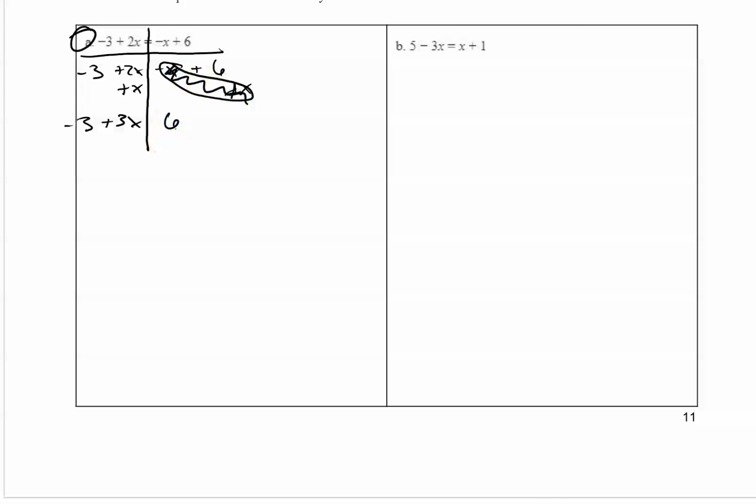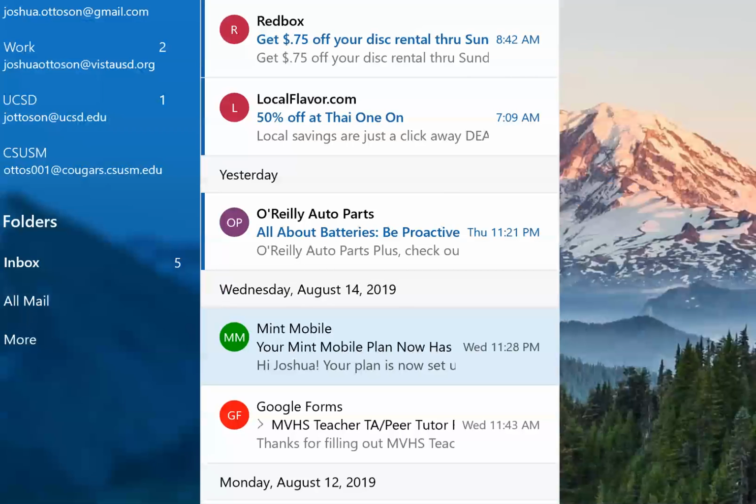So we have 6 left. Okay, now we want to get x alone. So let's move over these negative 3 unit tiles. We can do that by placing 3 unit tiles on that side. That's going to make a 0 pair. So we're going to have 3 x tiles left over. On the other side, now there's 9. 6 plus 3 makes 9.